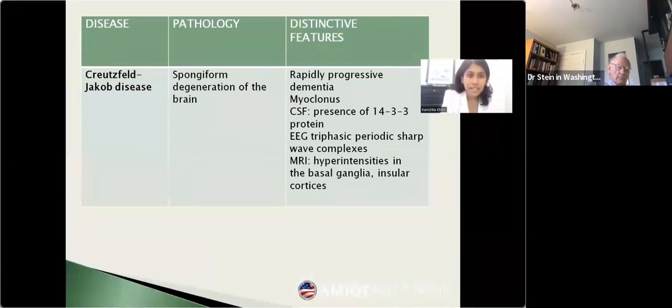And the next disease is a prion disease called Creutzfeldt-Jakob disease, which is a spongiform degeneration of the brain, with intracytoplasmic vacuolation of the neurons.